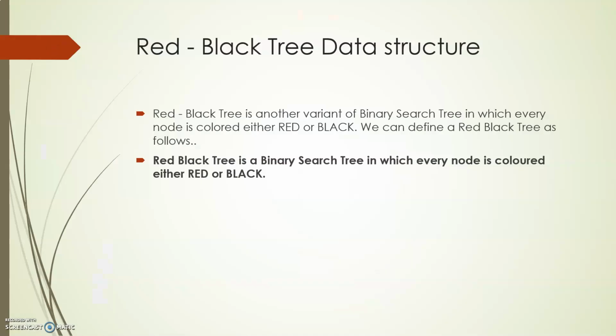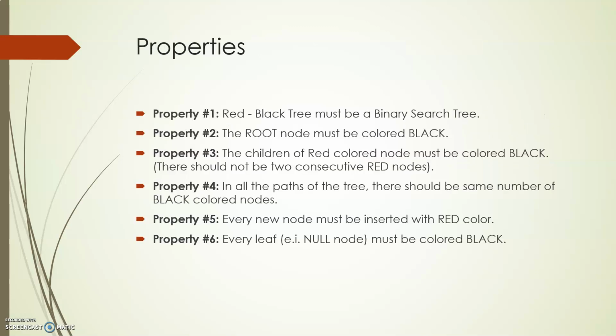So next we are going to learn what is a red-black tree data structure. A red-black tree is another variant of binary search tree. Here the nodes are either colored red or black. That is why it is called a red-black tree. So a red-black tree is a binary search tree in which every node is colored either red or black.